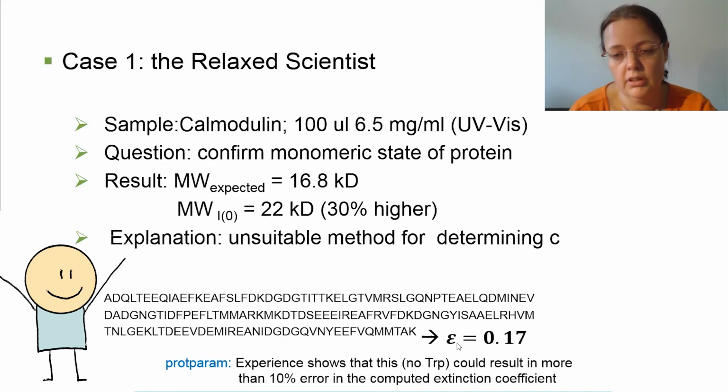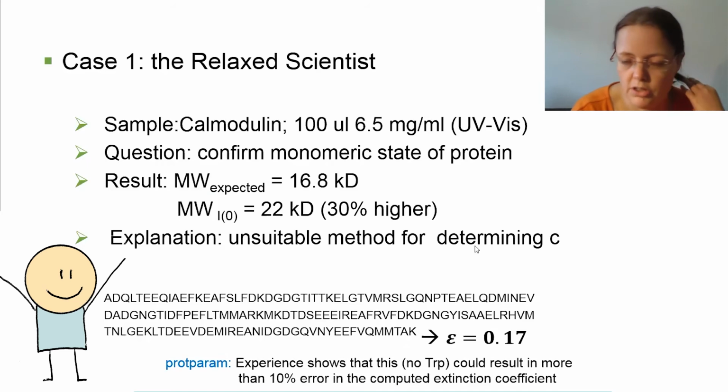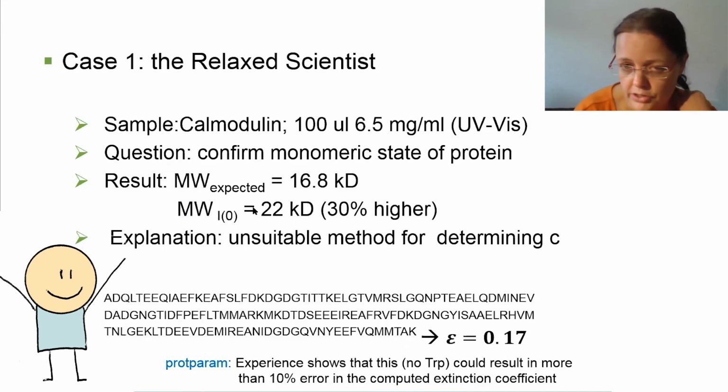So using UV absorption to determine the concentration of calmodulin is a very bad idea, because since there are no tryptophans, even ProtParam, which we normally use to calculate the theoretical extinction coefficients, will tell you that there's going to be an error because of the missing tryptophans. Measuring the I0 molecular weight estimate is a very good way to understand if your sample is as pure as expected. But for this, you really have to be able to know your concentration.